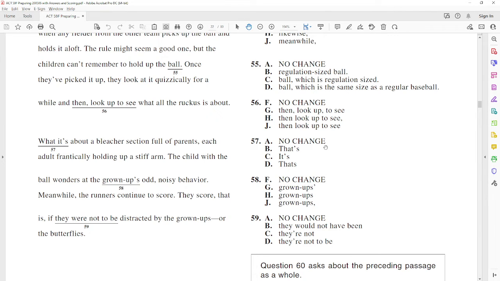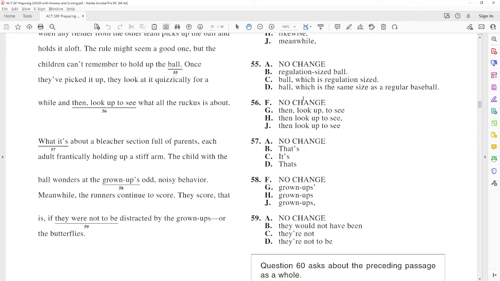Okay, let's see. Is there a question? No. Is there an option to delete or omit? No. "What it's about, a bleacher section." What it is about. That would be right if it said what it's about is a bleacher section full of parents. But in the way that it's used, it's incorrect. I would just get rid of "what" and say it's about a bleacher section full of parents, each adult frantically holding up a stiff arm.